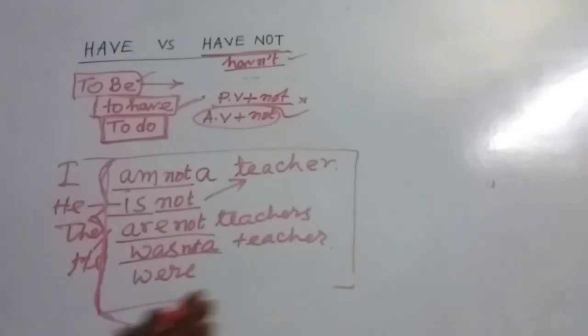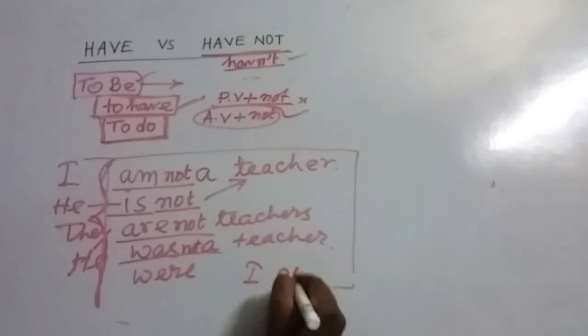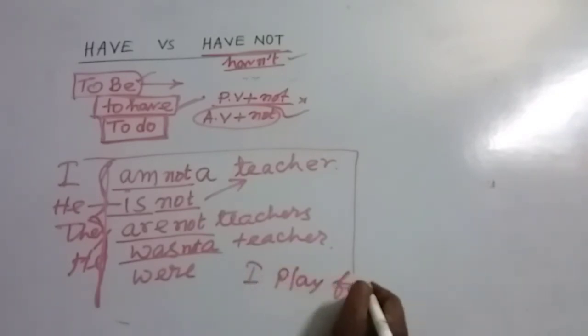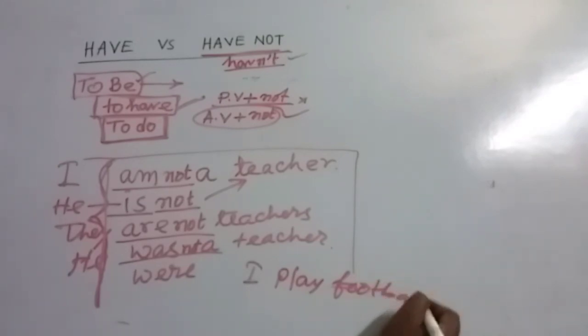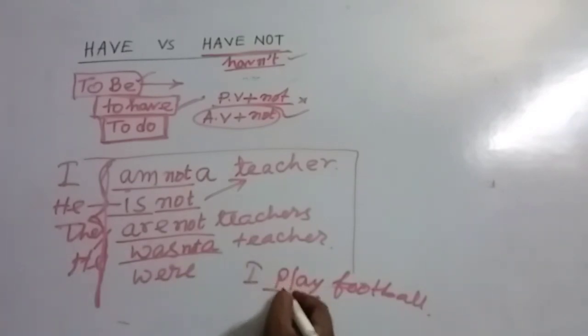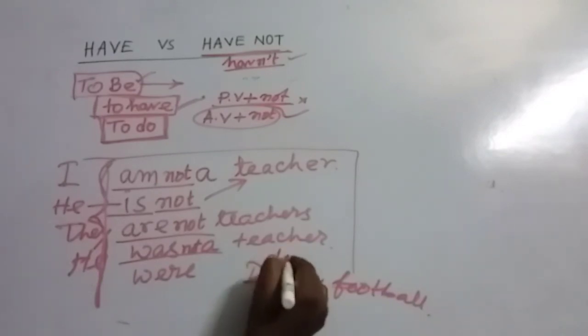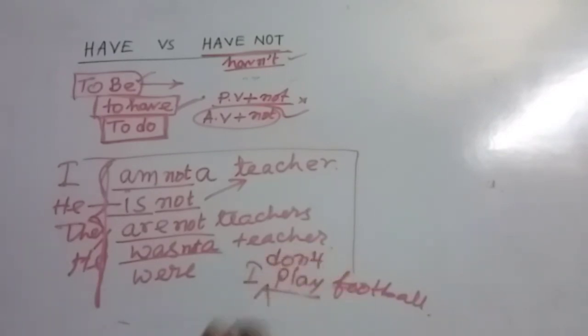Suppose the sentence is I play football. So play is the dynamic verb, a to do verb. Here we cannot write not with it. If we want to use not, we have to introduce another auxiliary verb. I don't play football, or I do not play football. My dear friends, I think the usage is clear to you, and you can apply these structures in your regular usage, in conversation, or maybe in your writing English.